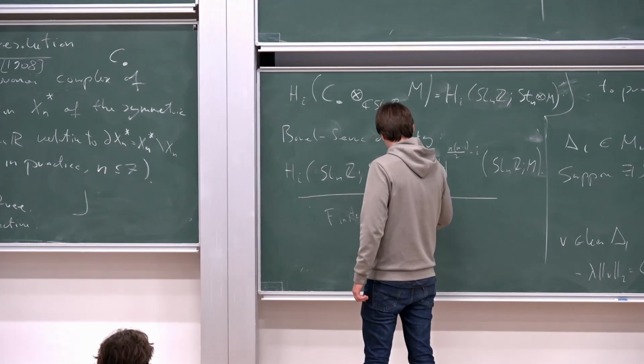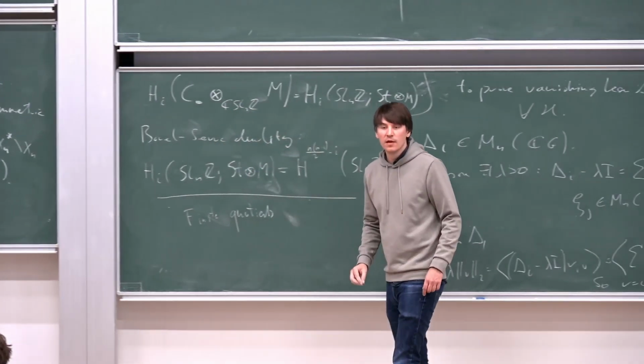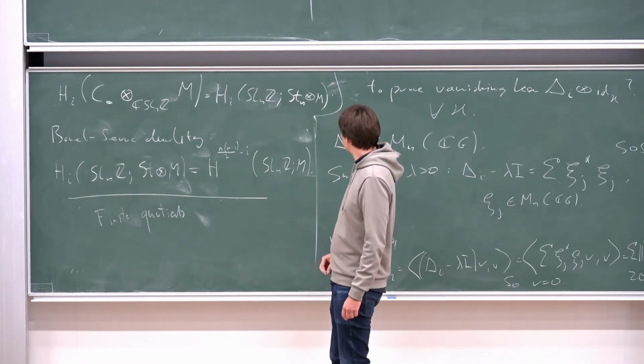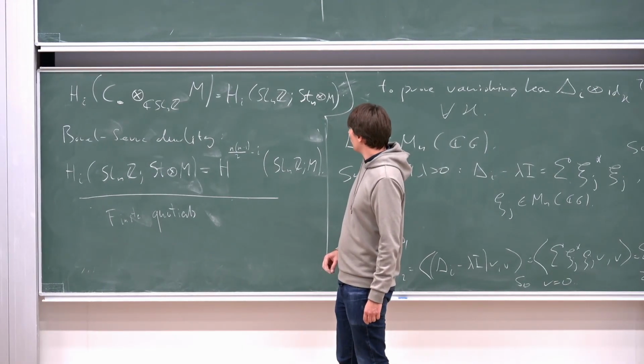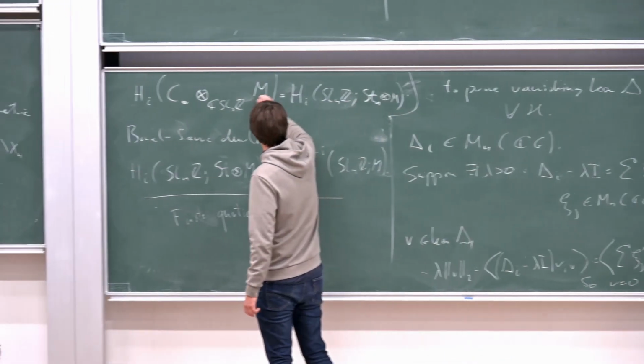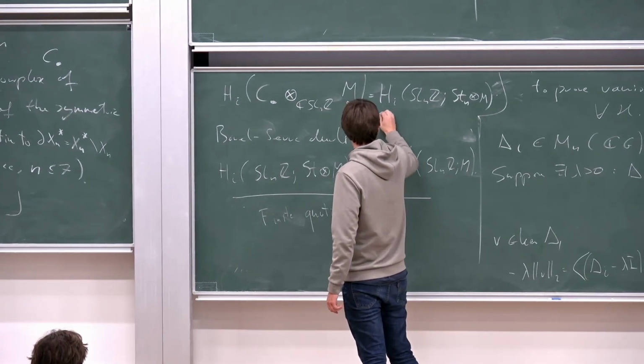Sorry, wait, what's M? I'm sorry? What's M? Where is M? The tensor or something. Oh, the big M. Sorry. Yeah, this is a module. So this is an SL_n(Z) module. Sorry.